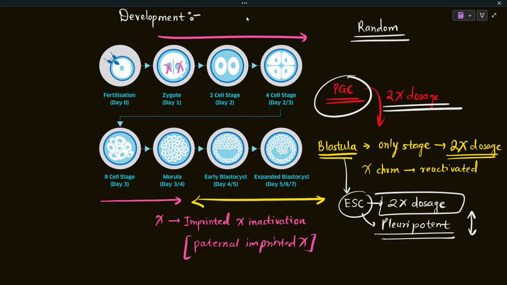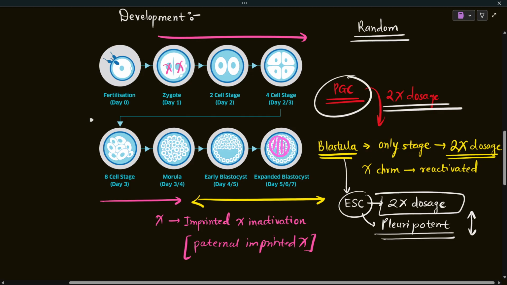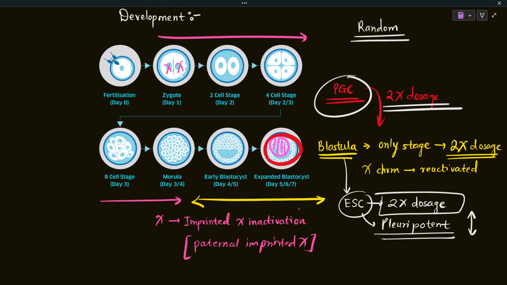So the inner cell mass, which is pluripotent, is going to have both of the X copies active, but the trophoectoderm or trophoblast, which is going to form the placenta in future, will show imprinted X chromosome inactivation.